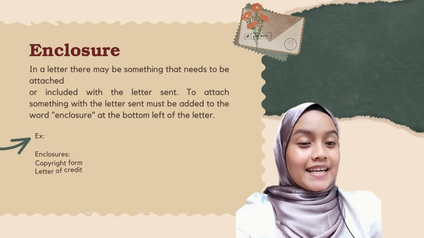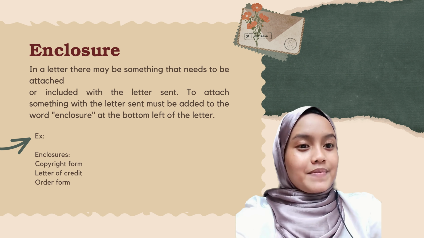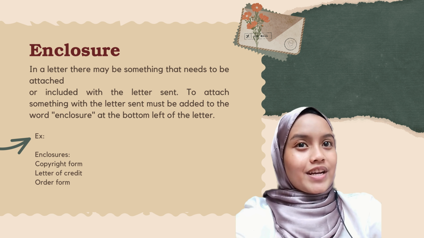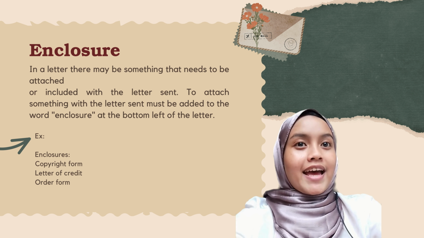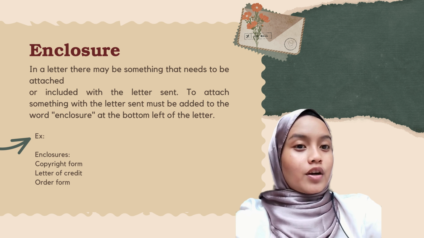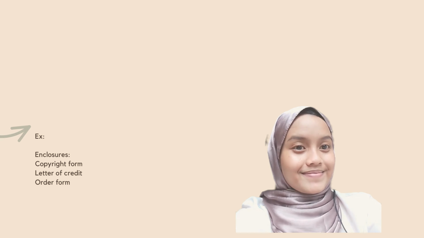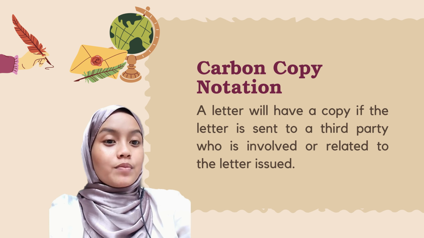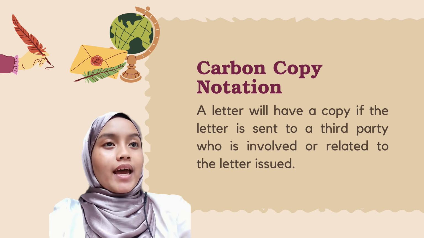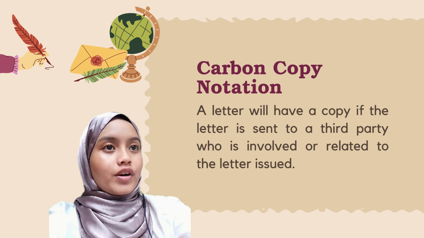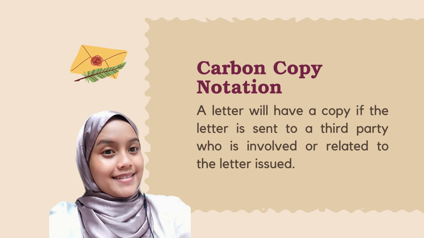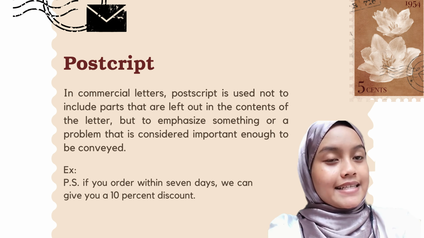Next, part of a letter is the enclosure. In a letter, there may be something that needs to be attached or included with the letter sent. To attach something with the letter, the word enclosure must be added at the bottom left of the letter. Examples are a copyright form, a letter of credit, and other forms. Next, part of a letter is the carbon copy notation. A letter will have a copy if the letter is sent to a third party who is involved or related to the letter issued.